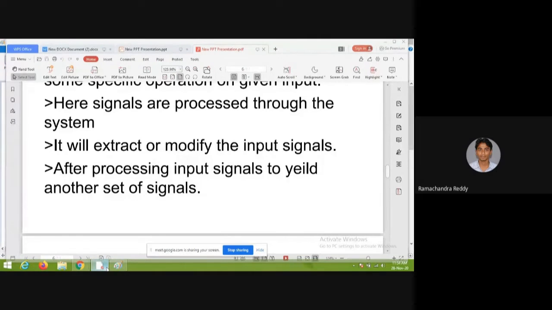Suppose the output is exactly equal to the input, such a system is called an identity system. Both the input and output are similar to each other. Such a system is called an identity system.